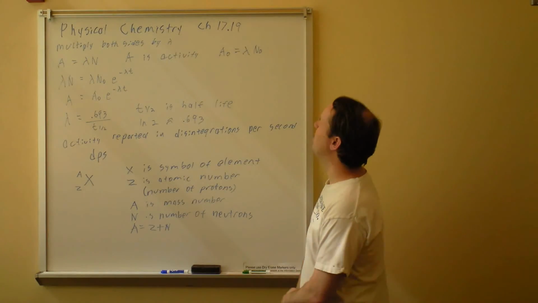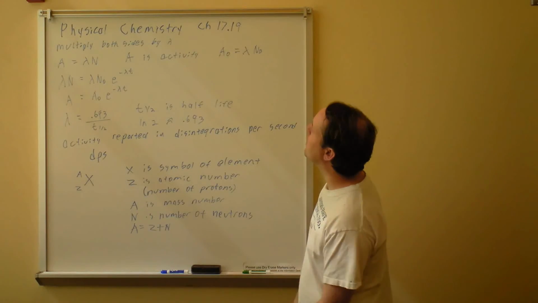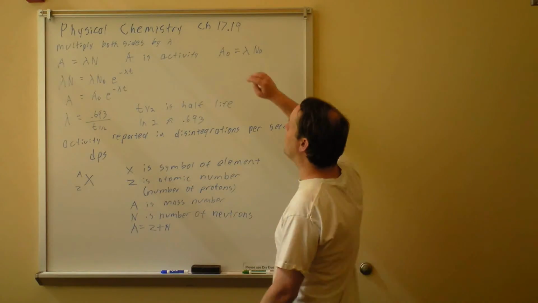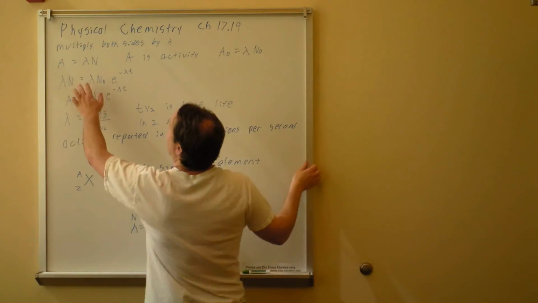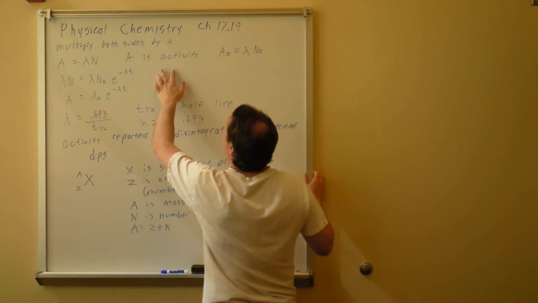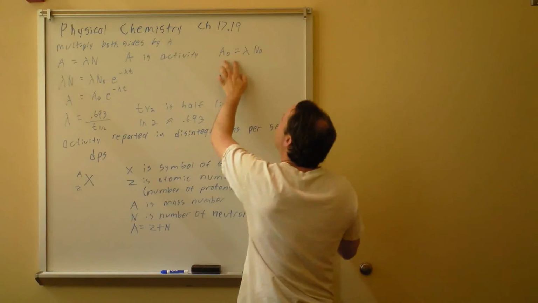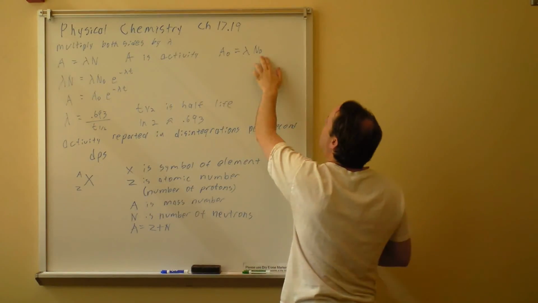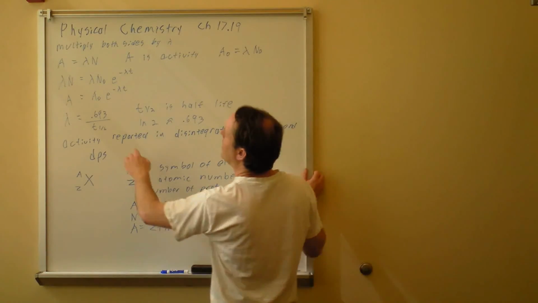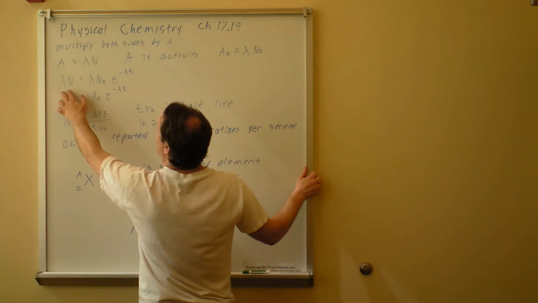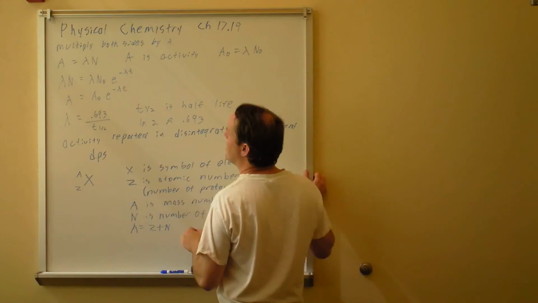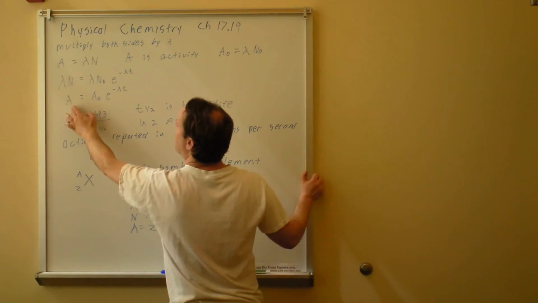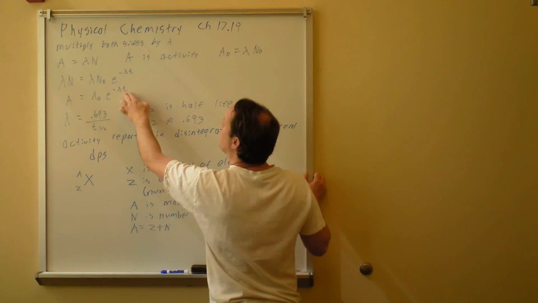Alright, continue on physical chemistry, chapter 17, section 19. We're talking about radioactive decay. So we take that equation, we're going to multiply both sides by lambda. We're going to define A is equal to lambda N. We're going to call A the activity, and then A naught would be lambda times N naught. So multiplying both sides by lambda, we get lambda N equals lambda N naught times e to the minus lambda t. And then substituting these in, we get A is equal to A naught times e to the minus lambda t.